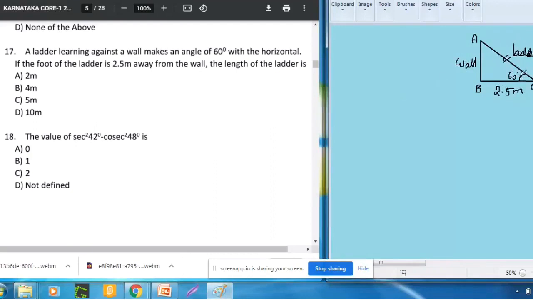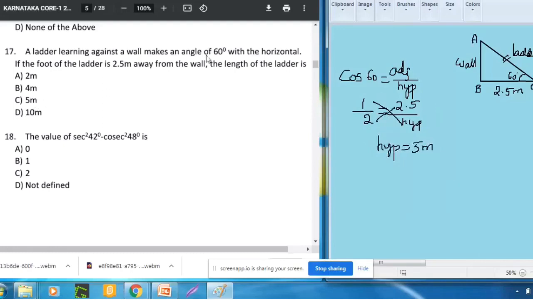So the relation between the hypotenuse and adjacent. 2.5 BC is adjacent to 60 degrees and AC, the ladder, is the hypotenuse. The relation between hypotenuse and adjacent is cos. So cos 60 is given by the formula adjacent by hypotenuse. Cos 60 value we all know is 1 by 2. Adjacent to 60 degrees is 2.5 meters, and I don't know the hypotenuse, which is the length of the ladder. So we will cross multiply. Hypotenuse times 1 is hypotenuse. 2.5 times 2 is 5. So the correct option for this problem is C, 5 meters.